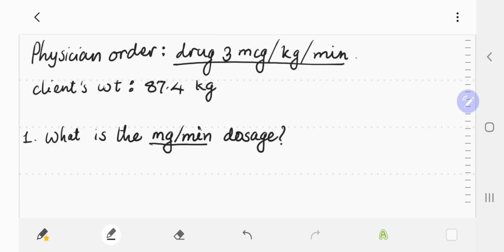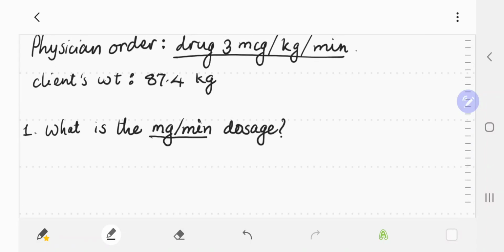Now with this, we should simply calculate the amount of drug required for the client of weight 87.4 kg. What you have to do simply, if a client of weight 1 kg requires 3 microgram drug every minute, then the client of weight 87.4 kg requires simply 3 times the weight, 87.4 microgram every minute.